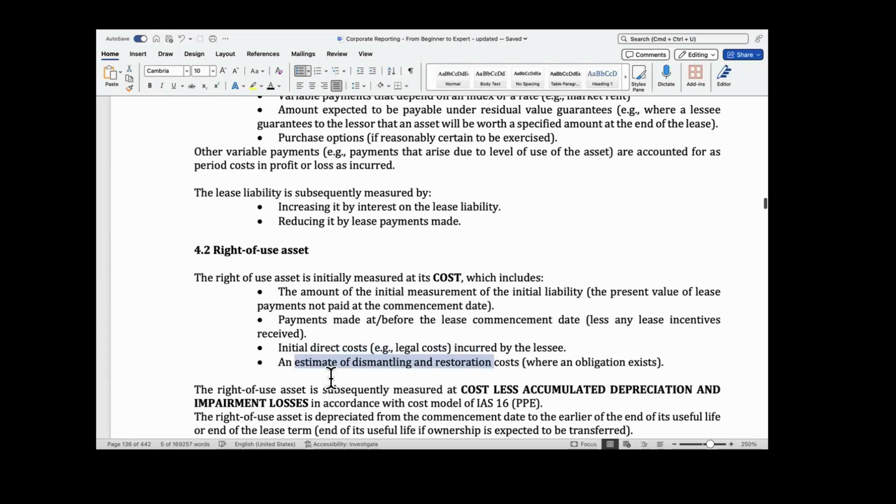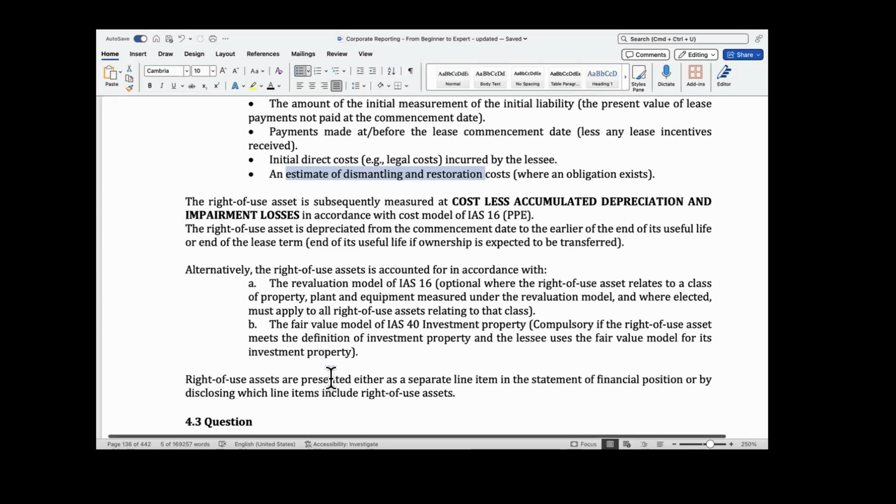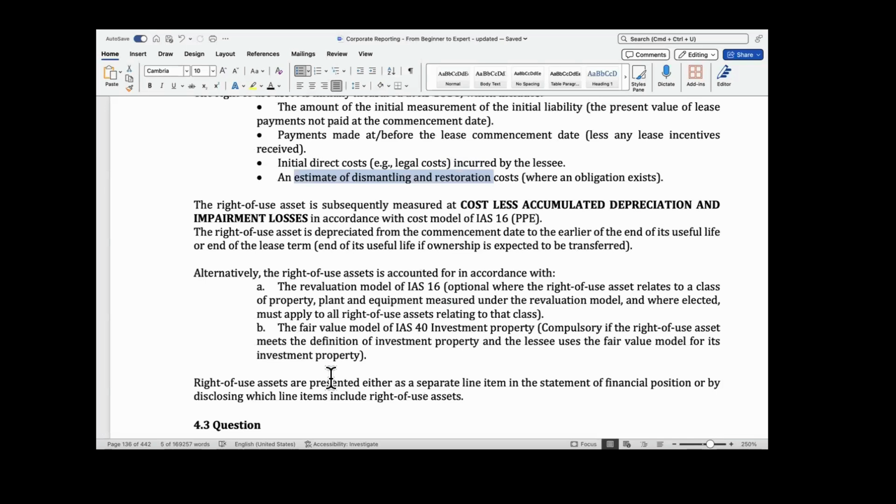And at the end of the year, you would carry the right of use assets at carrying amount, meaning you depreciate it just like you depreciate any other PPE by doing cost minus accumulated depreciation minus accumulated impairment losses. But when it comes to right of use assets, you're expected to depreciate it over the lease term. Over the lease term. Some people will say over the lower of the lease term and the useful life.